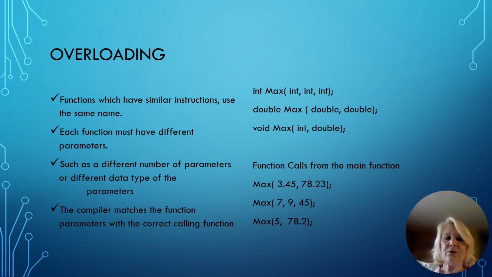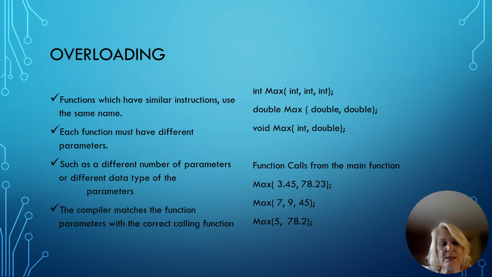So for overloading, functions have similar instructions and they all use the same name. Each function must have different parameters, such as a different number of parameters or different data type of the parameters. And the compiler will match the function parameters with the correct calling function.